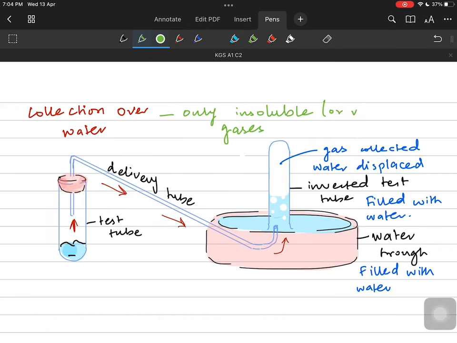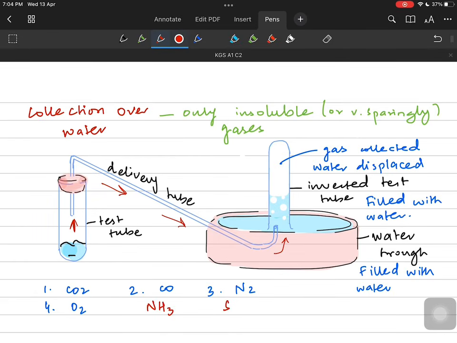It only works when the gases are either insoluble in water or very negligibly, sparingly soluble in water, which means the same thing. So which gases work over here? Carbon dioxide, carbon monoxide for sure, nitrogen, oxygen. Oxygen and carbon dioxide are both sparingly soluble.